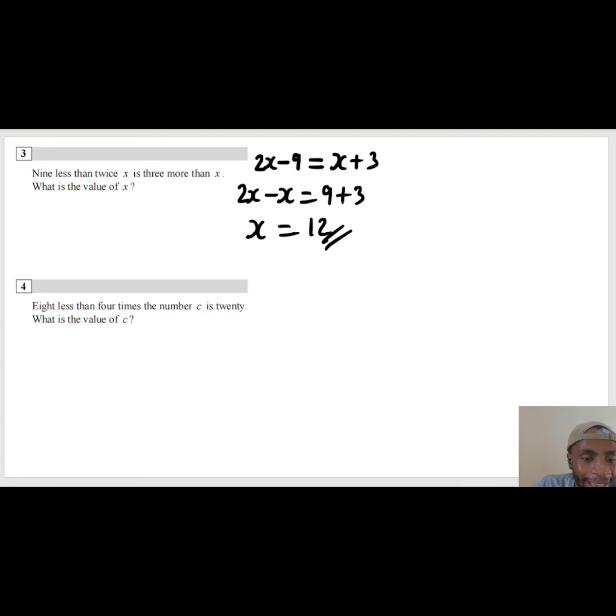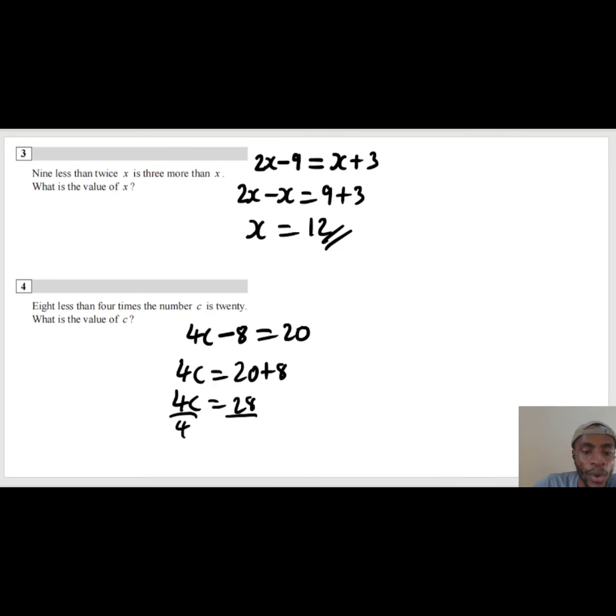Moving on. 8 less than. Look at this one. 4 times number c. So it's 4c. 8 less than, minus 8. And they say is what? 20. So 4c is equal to 20 plus 8. So 4c is what? 28. Divide both sides by what? 4. So my c is equal to what? 7.